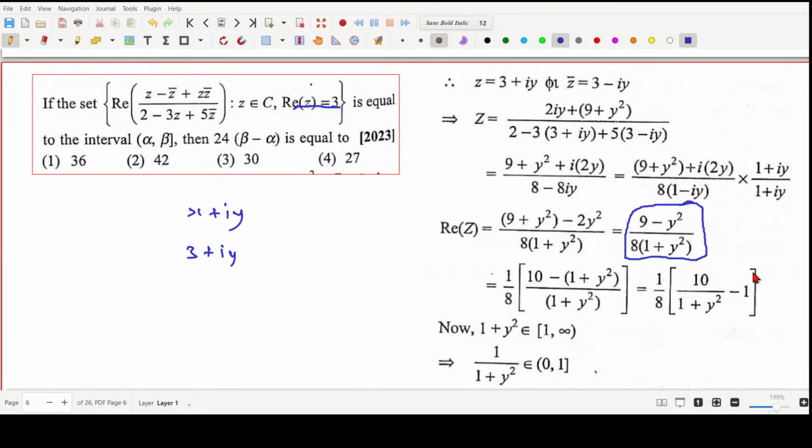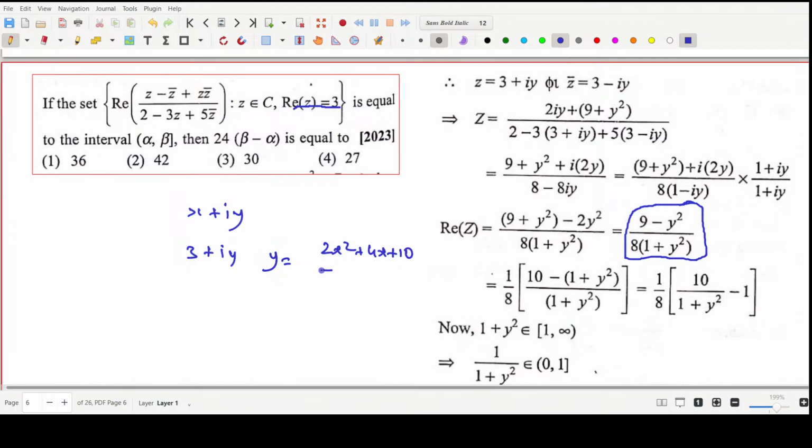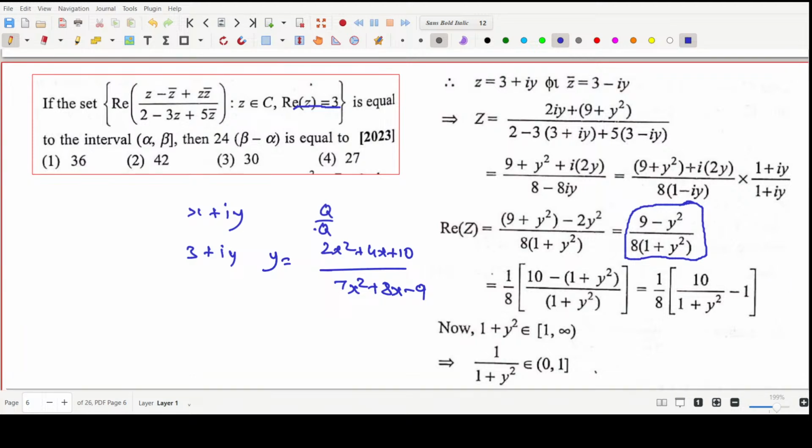Now, tell me one thing, in your first year, have you done these kind of problems? y equals, let's say, 2x square plus 4x plus 10 by 7x square plus 8x minus 1, these kind of problems. What is the range of y? Basically, quadratic by quadratic. If I give you this form, what exactly is the range of y? Sir, in JEE we did few sums, but in board, CBSE, we didn't. This is actually quadratic by quadratic.